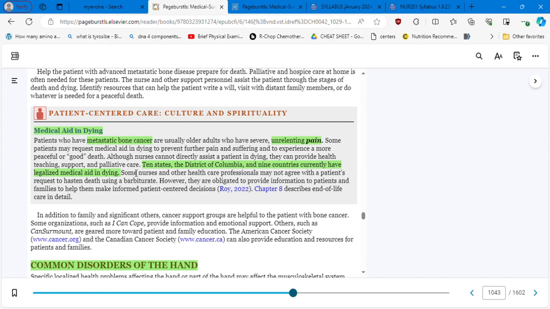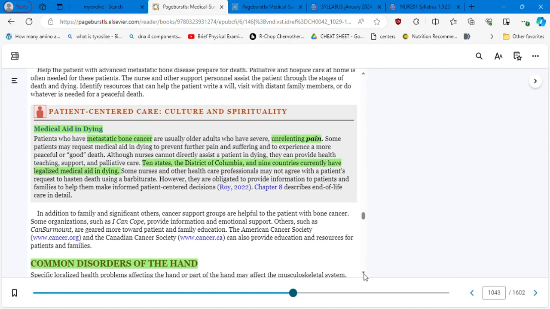With proper medications, analgesics, opioids. So 10 states, including the District of Columbia and 9 countries, currently have legalized medical aid in dying, and we need to avoid being judgmental, right? It's the right of the patient to decide, so we don't have to comment on this.